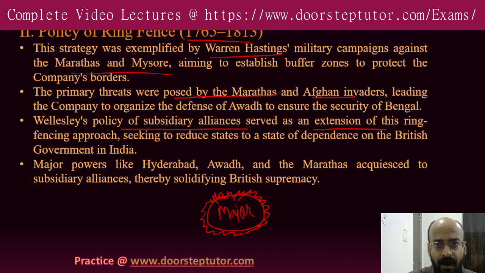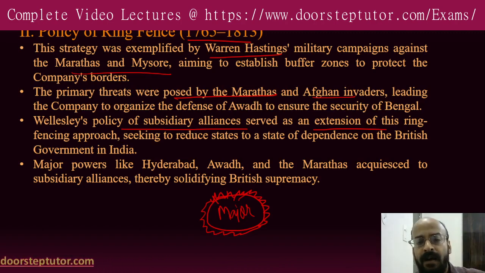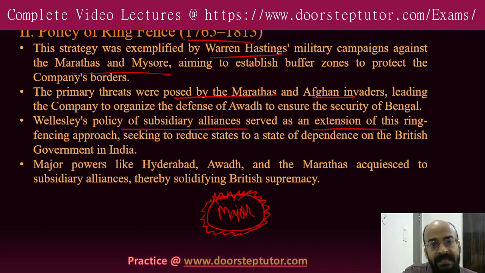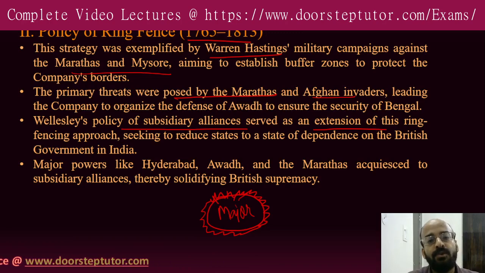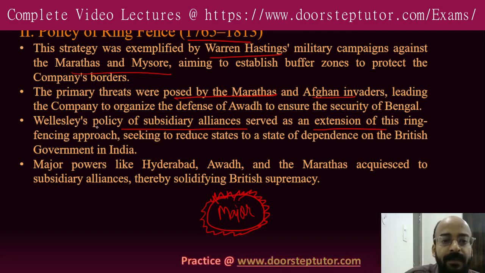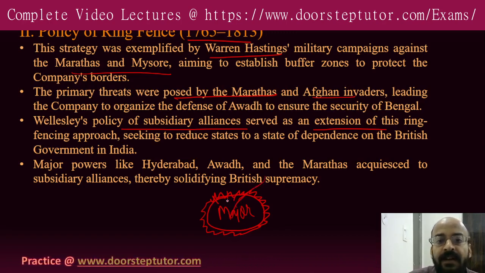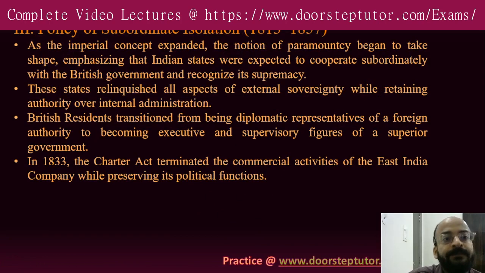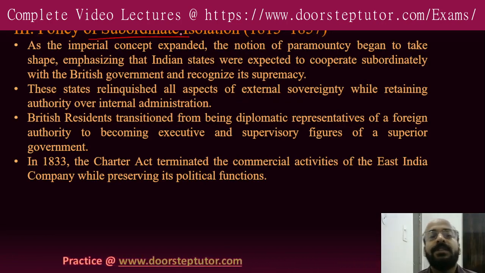We have discussed the subsidiary alliance and the ring fence policy in greater detail, where I talked about these policies from different angles, that is the extension or consolidation of the British Indian Empire through the administrative process. Now we are seeing how these policies were used in the relationship between the British Indian Empire and the princely states, and how the British consolidated Paramountcy over the princely states. Major powers like Awadh, Hyderabad and the Marathas were acquired through subsidiary alliances, solidifying the supremacy of the British.